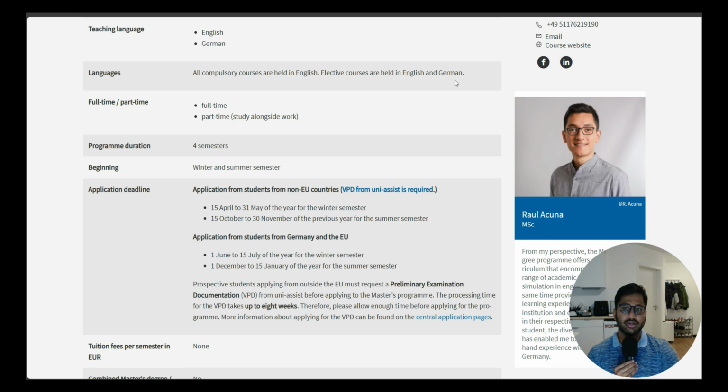So all compulsory courses and thesis can be written in English, but elective courses, only some are in German and some are in English. This is common. If you want to just finish off all your electives without knowing the subjects, then you can also finish the English language elective subjects to gain credits. But if you want to focus on the area that you're interested in, then you need to also tackle some of the courses which are in German. Then full-time, part-time, both are possible. There is a full-time opportunity and also a part-time opportunity where you can also study alongside work.